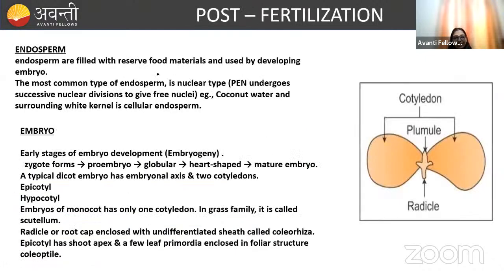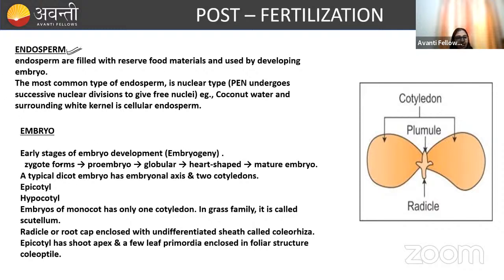Next one is post-fertilization events. So endosperm is larger in size. It has a reserve food material to provide nourishment to the developing embryo. The zygote will start dividing and convert into embryo when a sufficient amount of endosperm is formed. So first the development of endosperm will take place, then the zygote undergoes mitosis to form embryo, because the embryo requires a certain amount of endosperm to provide nourishment. So this embryo can receive the nourishment from the endosperm.